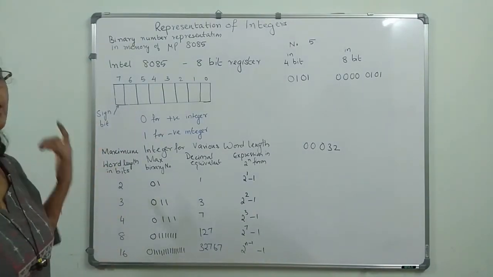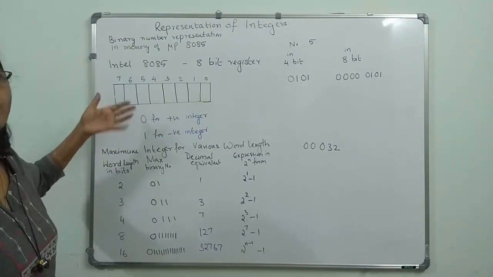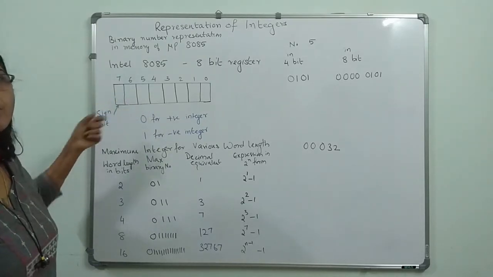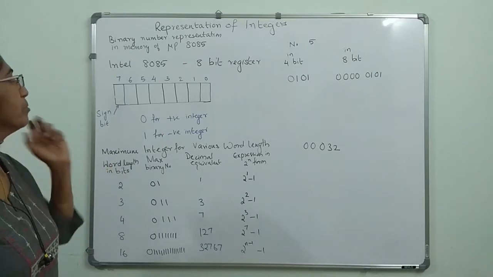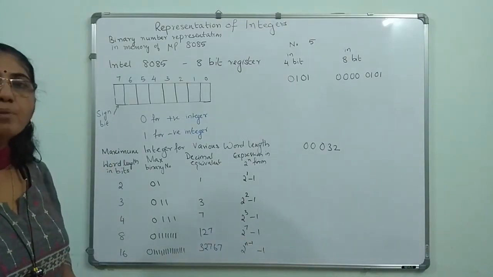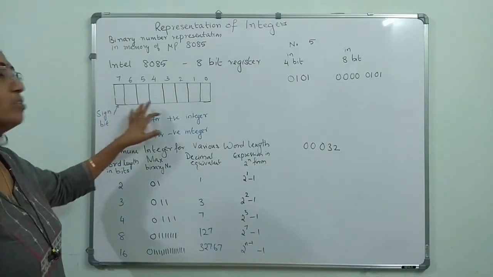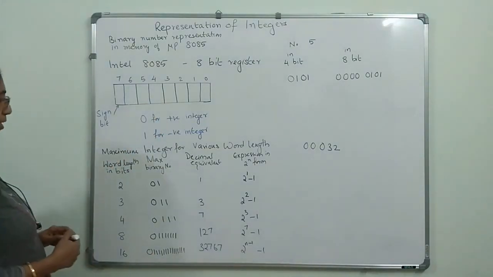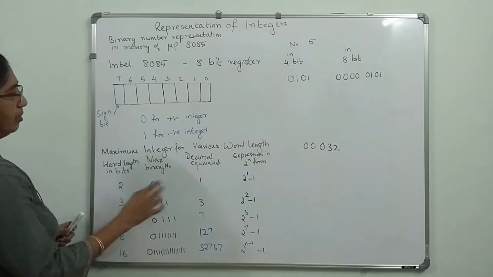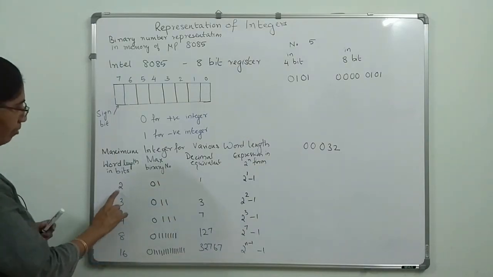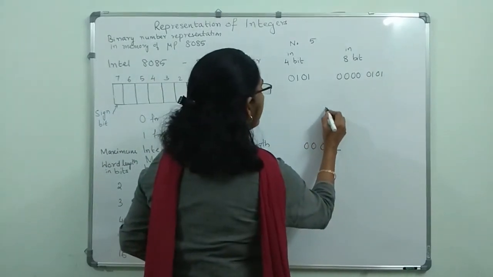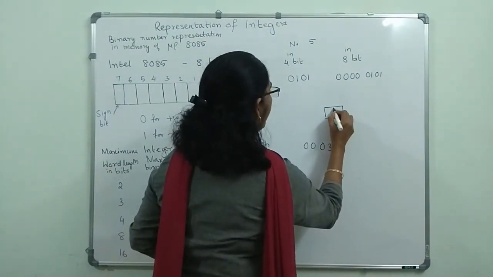We cannot go infinitely to very large numbers using this 8-bit register alone. So you should know how much is the maximum capacity. What is the maximum number you can represent using this 8-bit processor? Okay, for that let us have a look at, suppose you have a word of length 2-bit. A 2-bit word means 2 locations are there. Okay, so suppose these are the 2 locations.